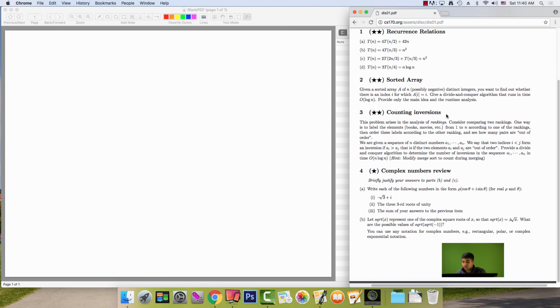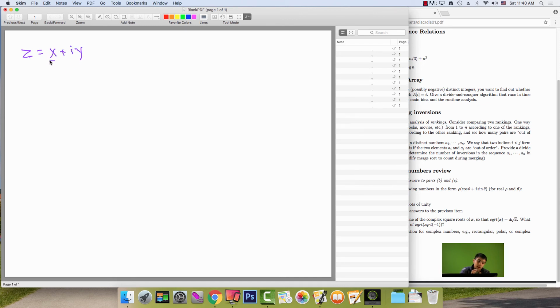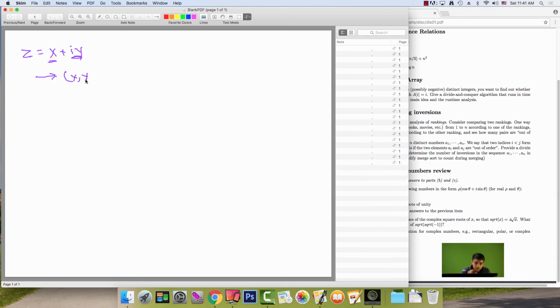So just as a general review for complex numbers, complex numbers are numbers z that can be written in the form x plus iy. And x is referred to as the real portion of the number, and iy is referred to as the imaginary portion of the number. One thing that's very useful for thinking about these complex numbers is that there's a one-to-one relationship between these complex numbers and coordinates of the form xy.